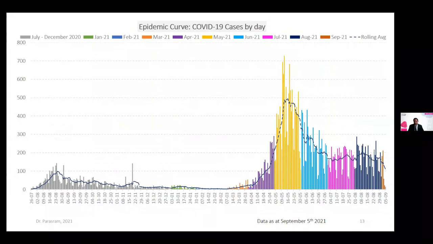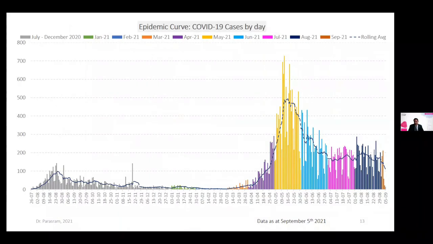So if we look at this slide, which is basically an epidemiological progression of disease in the country from the 26th of July of 2020 all the way to present, you can see that in terms of number of cases, we were at a very good rate last year in terms of daily cases. Coming close to November, December, January, February, our caseload was very low.